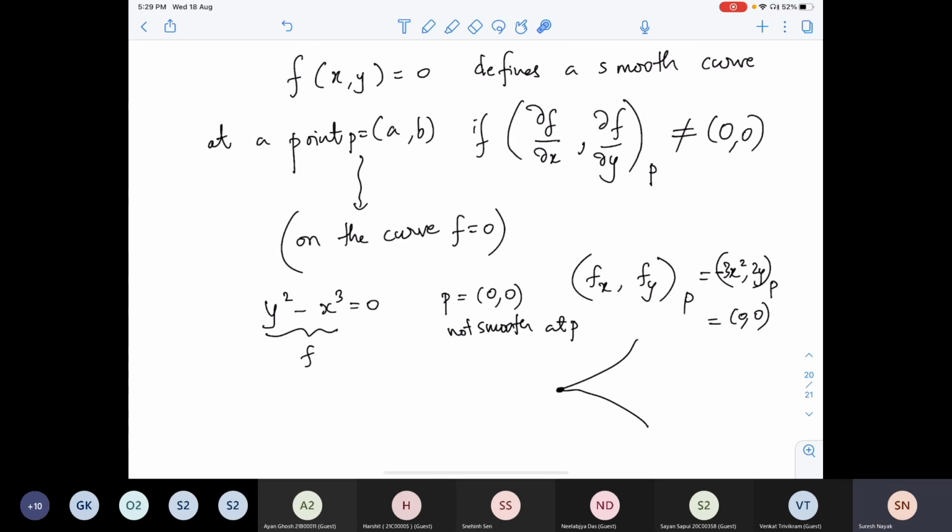Essentially, you will see that you are not able to define the tangent line here, because if you go back to your definition of what is a tangent line, it will be something like f_x times (x minus a) plus f_y times (y minus b) at this point equal to 0. That's the equation of the tangent line. And you are seeing that you're not able to define the tangent line here. Intuitively, that's another way of looking at it. No tangent line.